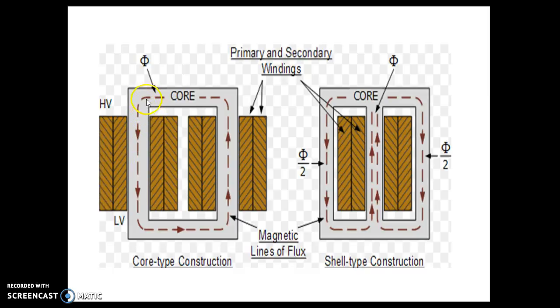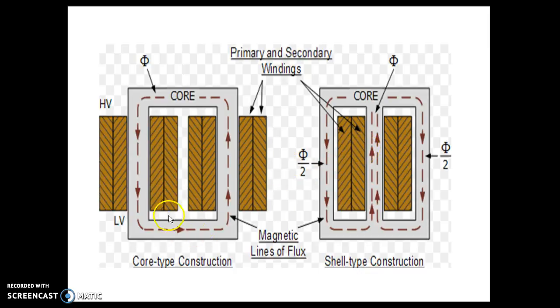Here in the core type, two limbs are present. First the LV winding is done, then the HV winding is done. In between them there is insulation. Here also the same thing. In the shell type, what happens? Here the sandwich type winding is there. First is the LV, then again HV, then again LV. Here it is called the concentric winding, but here it is called the sandwich winding.